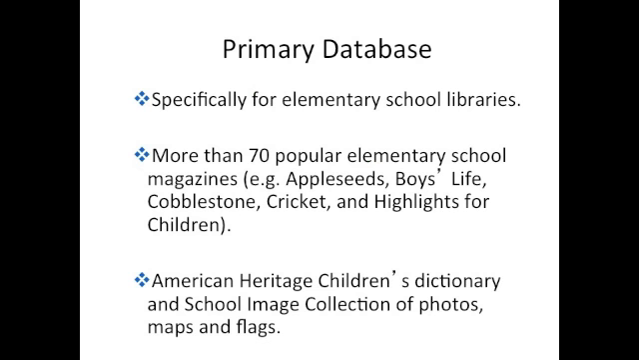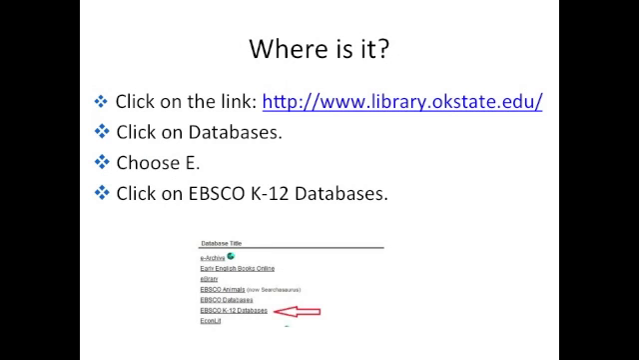The primary search database is made specifically for elementary school libraries and their students. It includes more than 70 popular elementary school magazines. It also includes the American Heritage Children's Dictionary and a school image collection of photos, maps, and flags. For this tutorial, we are going to access it through the Oklahoma State University Library website.